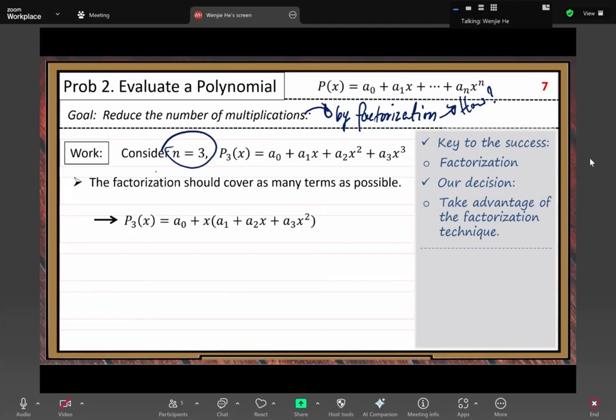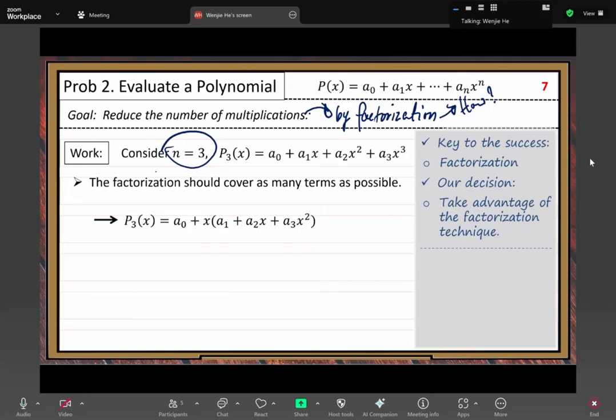Let's cover more. The maximum number of terms we can cover is 3 terms. That's the maximum we can cover, because we cannot cover all 4 terms. So only 3 terms. So we do our first factorization. Okay? All right.